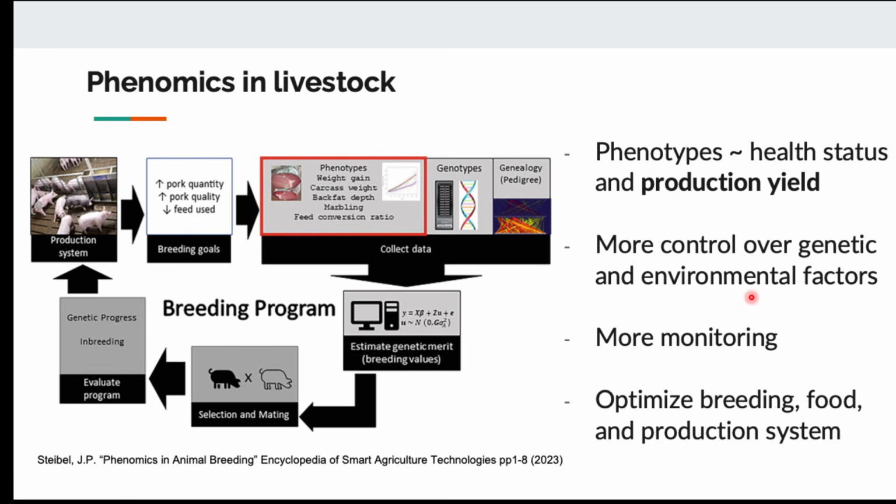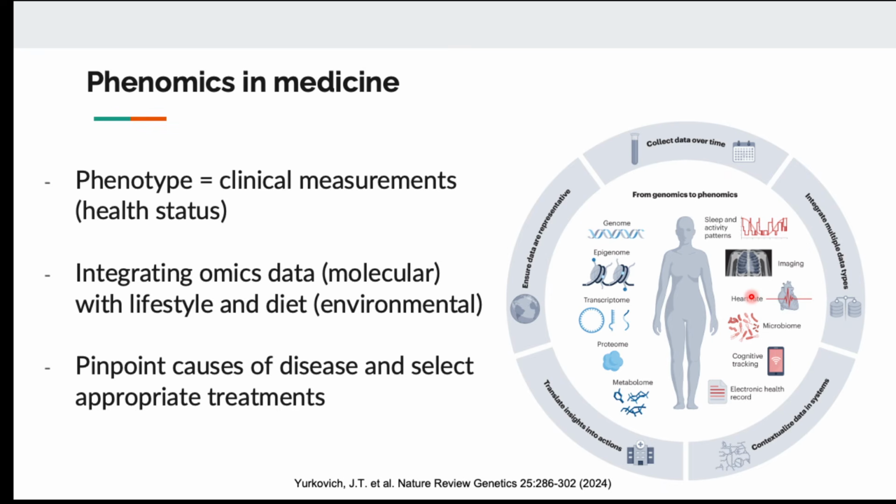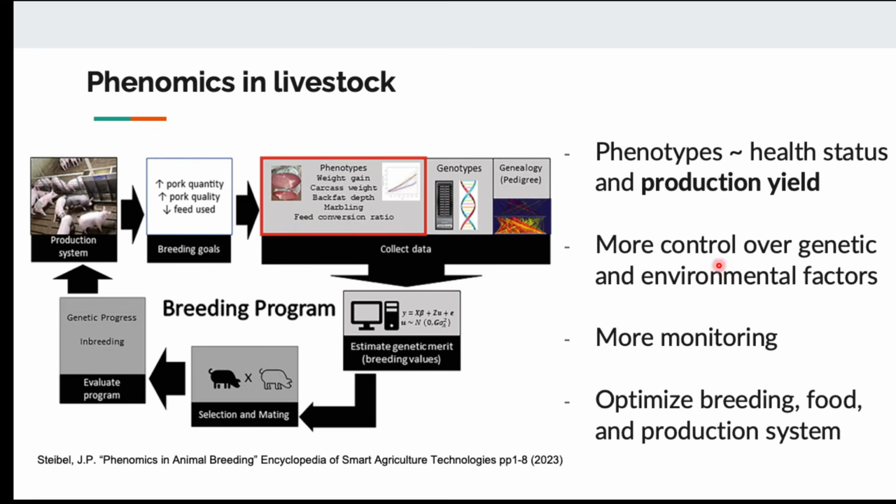So we can control more about the environment. But compared to humans, like in medicine, we usually cannot control how that person was raised, or the food or the culture. So usually those are confounding factors. But in animals and in plants, we have more control. So we can do phenomics in a more precise, more controlled manner. And we have more ability to monitor as well.